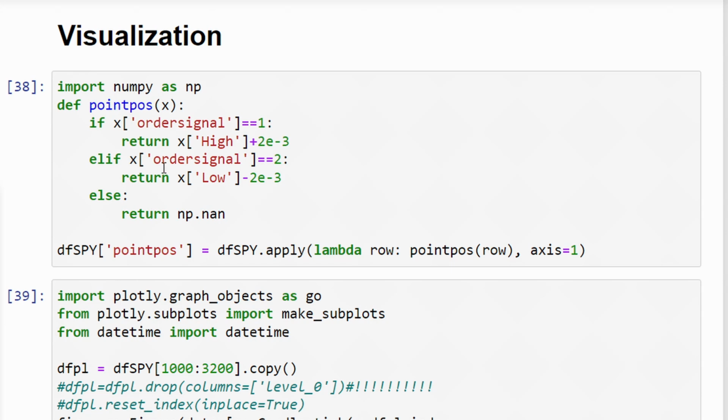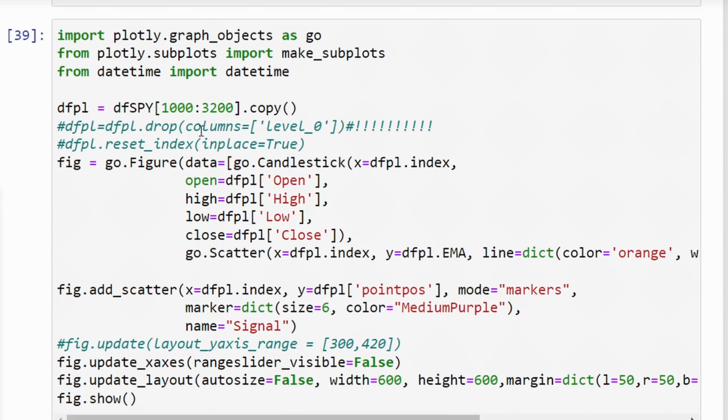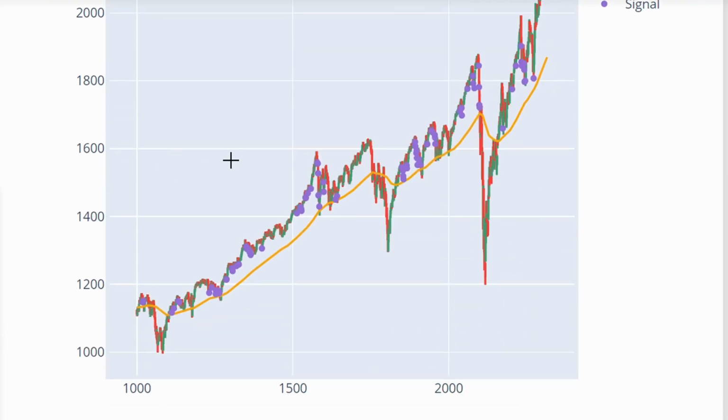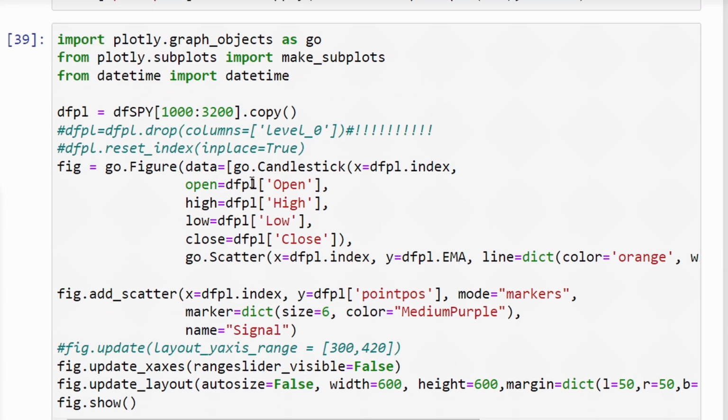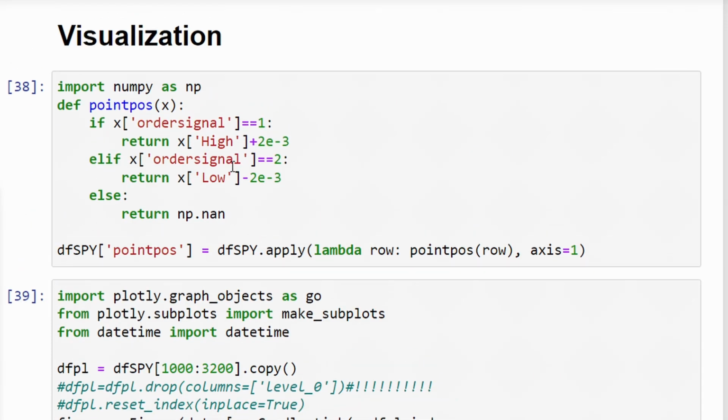We can visualize our signals on the chart, on the bar chart. So these are the purple points that you can see here. I'm not going through all the details. I'm trying to keep this video as short as possible because these functions and this method have been used many different times on this channel in the previous videos.